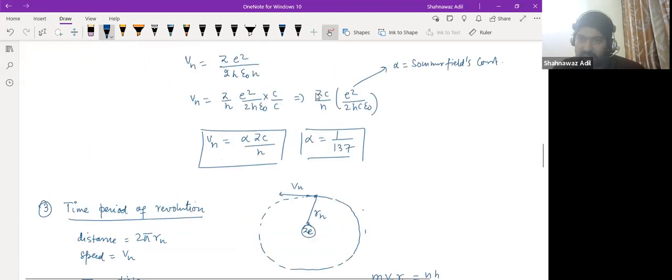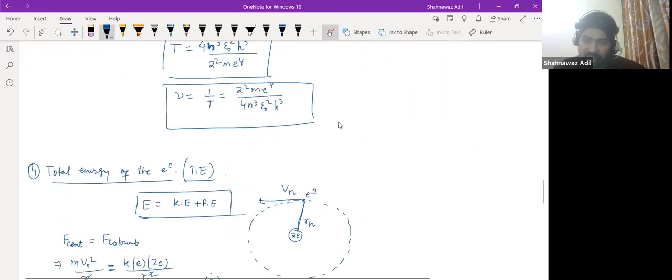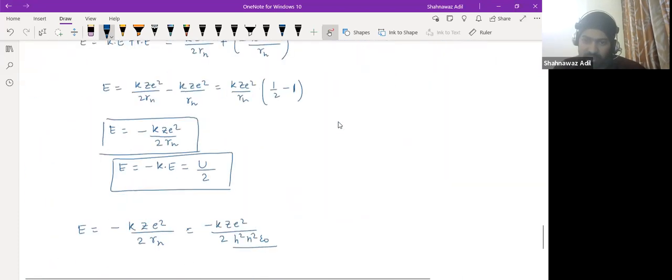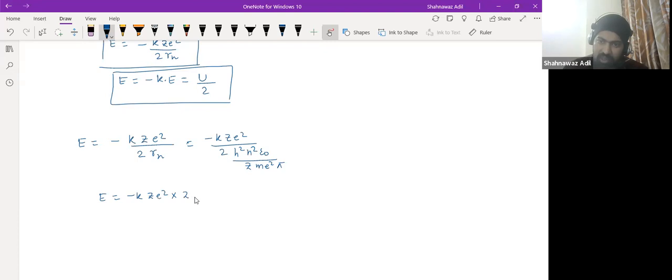h square epsilon naught n square, z m e square by z m e square by... So this is the value that we will get. So what would be the total energy? This is minus k z e square into z m e square pi divided by h square n square epsilon.